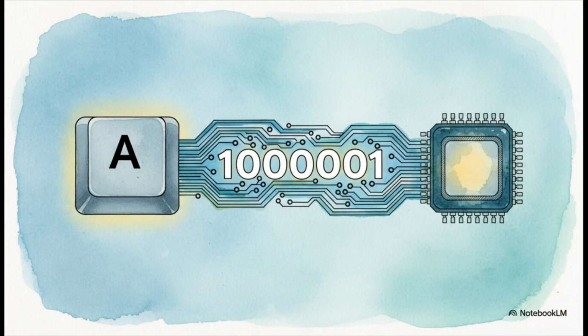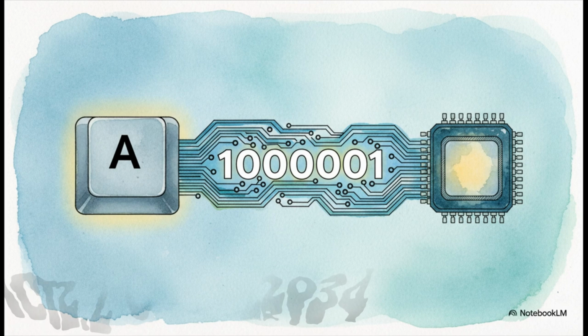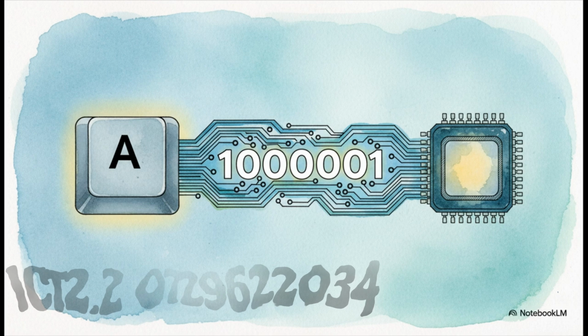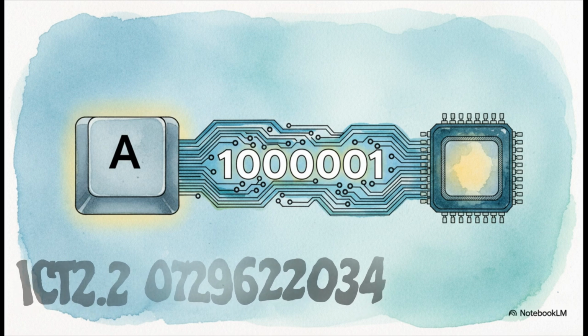We don't even think about it. But to the computer, it's nothing more than a number. To be specific, it's the binary number 10000001. There's actually a standard code, called ASCII, that assigns a unique number to every letter, number, and symbol.